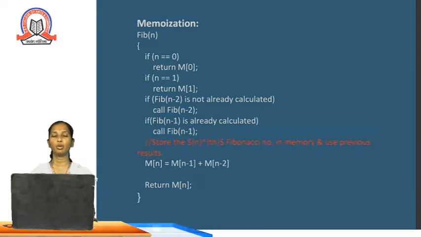Now how are we doing that? Let us see. If n is equal to 0, we are returning m of 0. That is, m is what? M is some array in which we are storing our intermediate results. If n is equal to 1, then we are returning m of 1. So index 0 and 1 are returned if the number value is 0 and 1. Now for calculating n minus 2, we are calling the function with n minus 2. Again for calculating n minus 1, we are calling the same function.